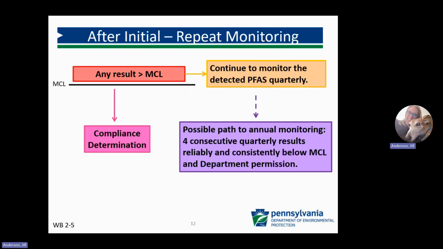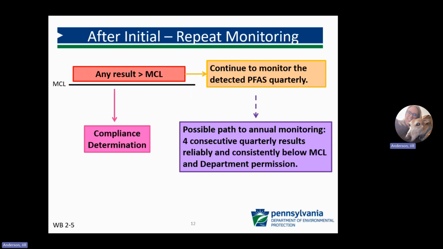Now let's look at what happens if there is a detection over the MCL during initial monitoring. If any quarterly PFAS result is greater than the corresponding MCL during initial monitoring, quarterly monitoring continues, just like it did with detections less than the MCL. After any MCL exceedance, repeat monitoring will be conducted quarterly, beginning the quarter after the exceedance.